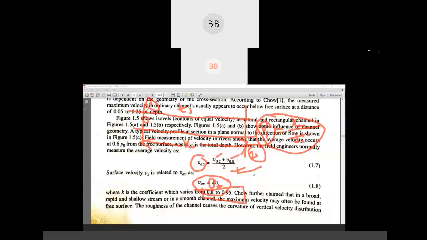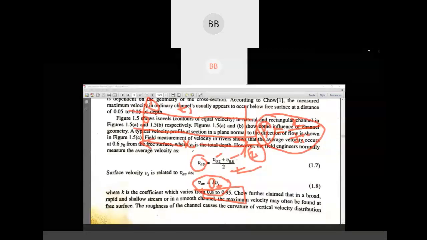So this is not the way we should do it, but because we don't have the instrument, we are using this process. Otherwise, it's always preferable to go with this expression to find out the average velocity. You find out the velocity at point 2 and point 8, and you take the average, that will give you the average velocity.